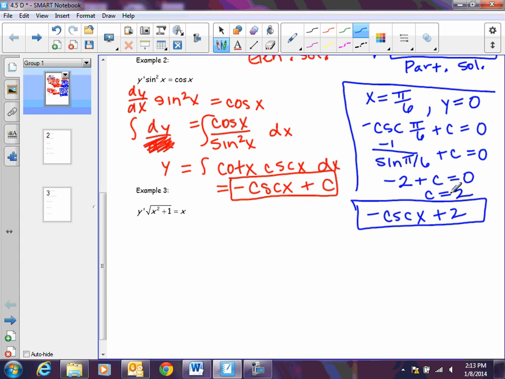All right, so what you're going to do now is work example 3 on your own. I would encourage you to look at both of these examples because there's aspects of both of them that you're going to need. And then we'll go over it before you leave.